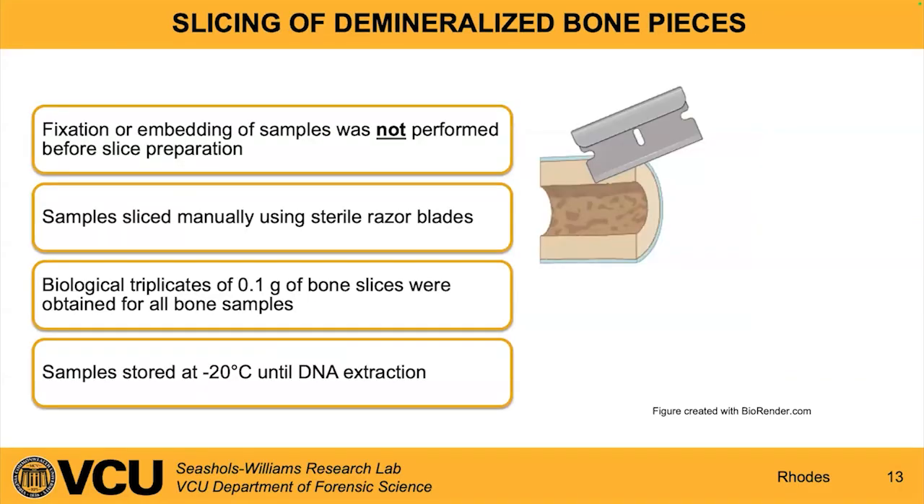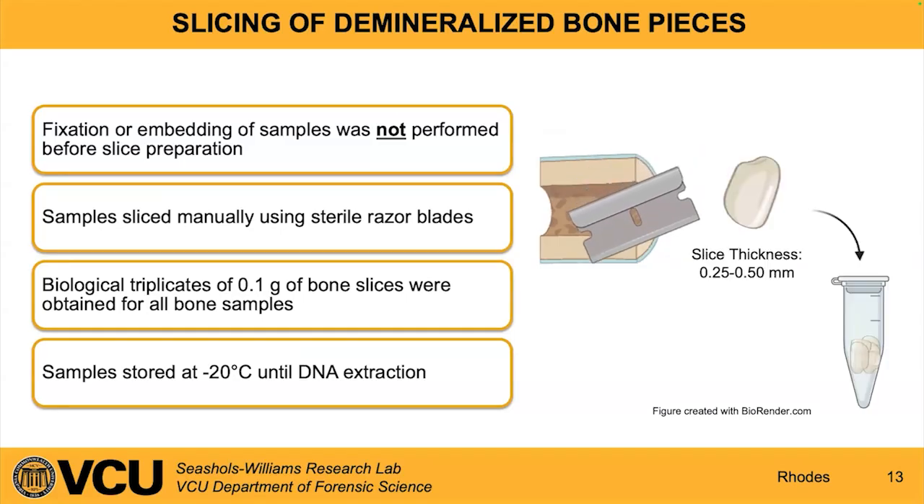Following the demineralization process, the samples were soft and easily able to be sliced. I'd also like to note that fixation or embedding of the samples was not performed before slice preparation. They were easily sliced with a sterile razor blade, and we created biological triplicates of 0.1 grams of bone slices, and these were obtained for all of the bone samples. They were then stored at minus 20 degrees Celsius until DNA extraction.